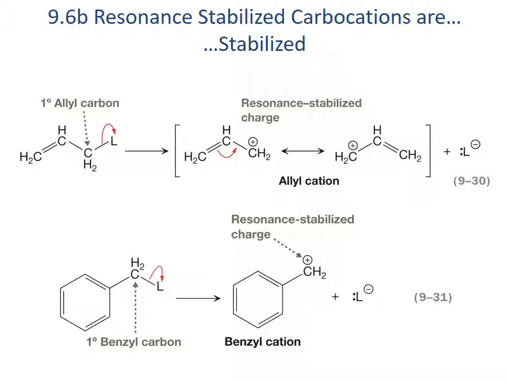Anytime a leaving group is on a carbon next to a double bond, resonance structures can greatly stabilize a carbon, making it far more likely to go through a unimolecular reaction, even if it is primary.